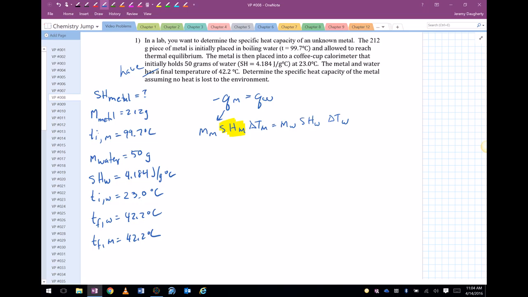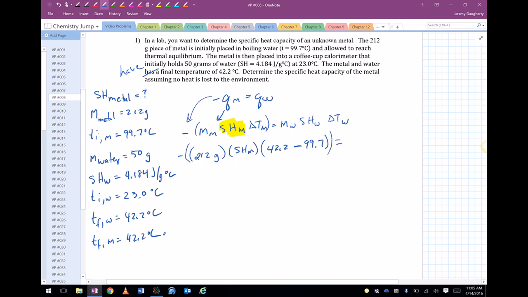So let's plug in some numbers. The mass of the metal is 212 grams. The specific heat capacity of the metal is what we're looking for. The delta T of the metal, that's temperature final minus temperature initial. The final temperature is down here, 42.2, minus the initial temperature, which is 99.7. Now, that whole thing should be negative, so we're going to put a negative out there.